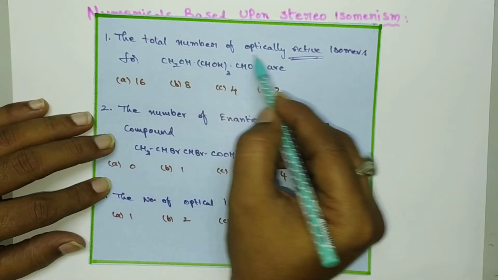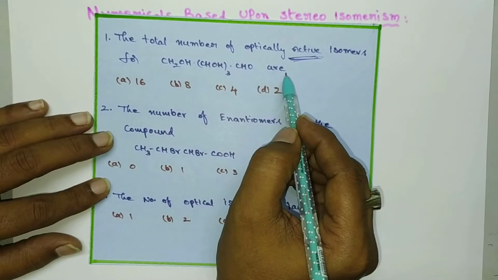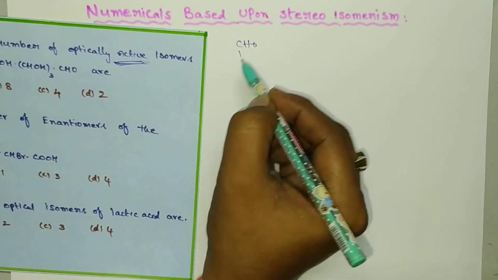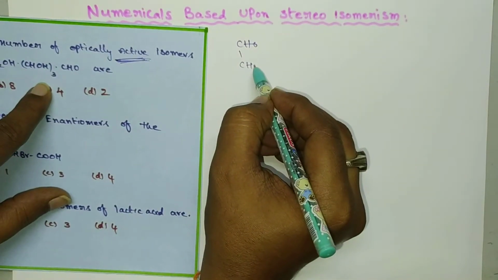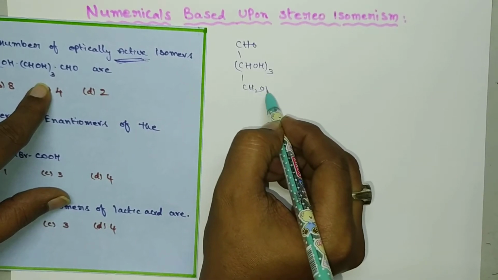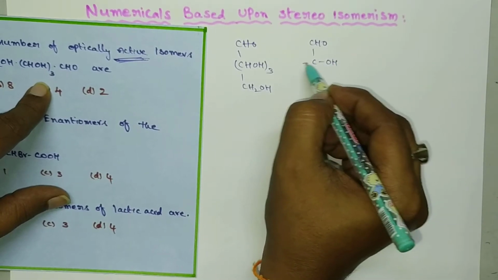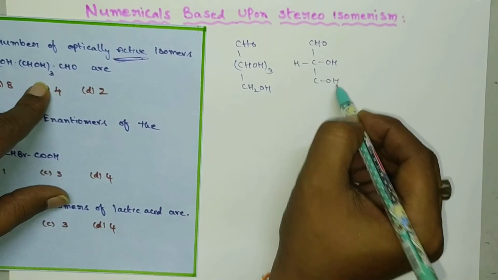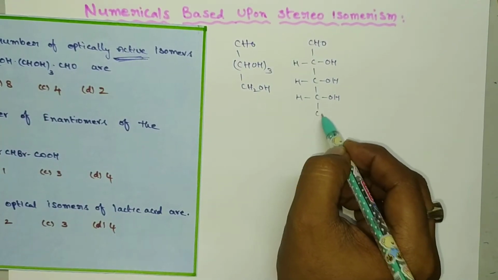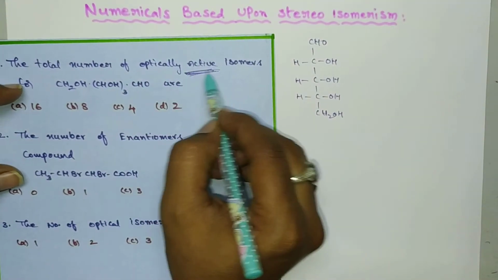So here, calculate the total number of optically active isomers for this molecule. The given molecule is CHO, and we can write it like this: CHOH thrice and CH2OH. So we can write this molecule like this: H and OH, again CHOH, CHOH and CH2OH. So here you are asked to find the optically active isomers.